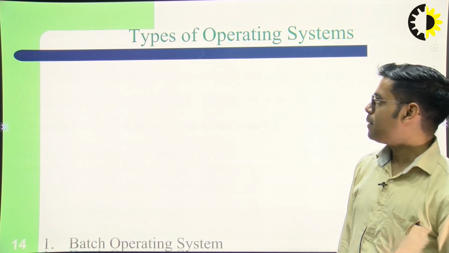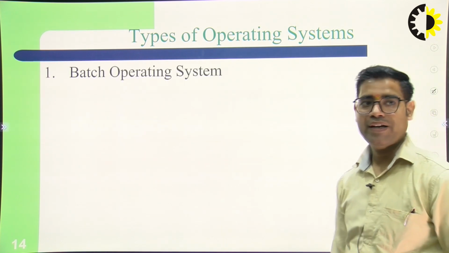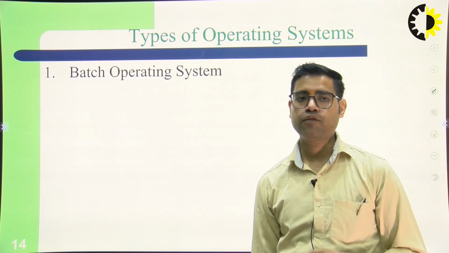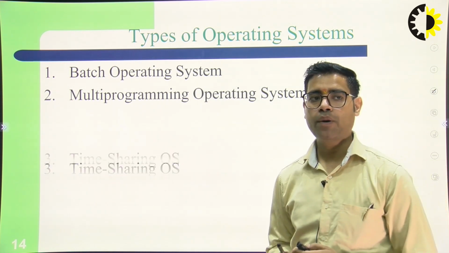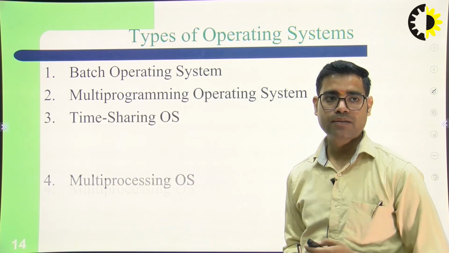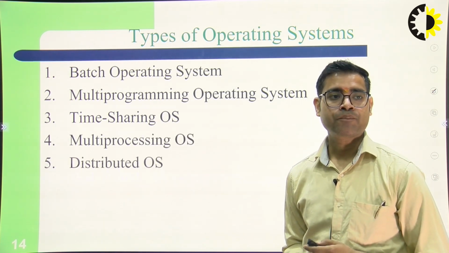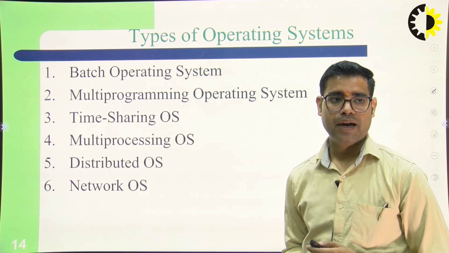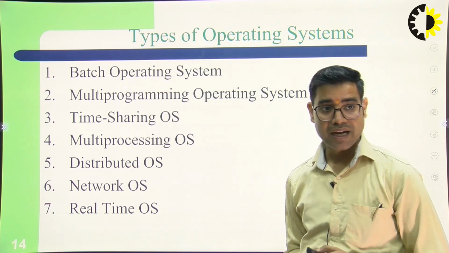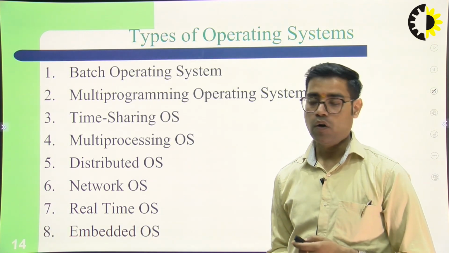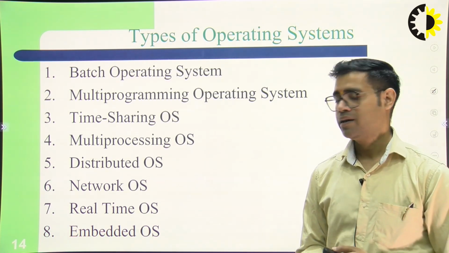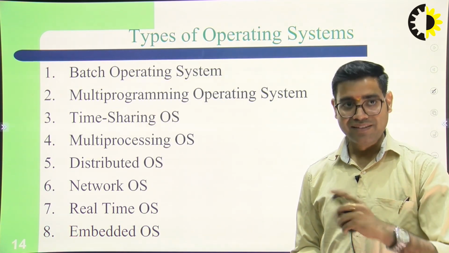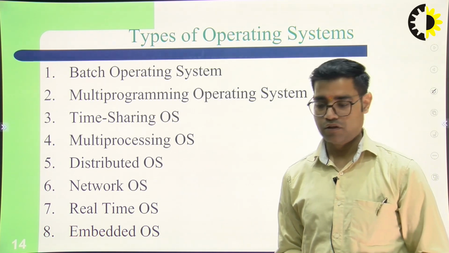Next one is the types of operating system, in which we deal with the different types: batch operating system, multi-programming operating system, time sharing OS, multi-processing OS, distributed operating system, network operating system, real-time OS, and the embedded operating system. These are the different types of operating system. We will cover this topic in the next lectures. So thank you.